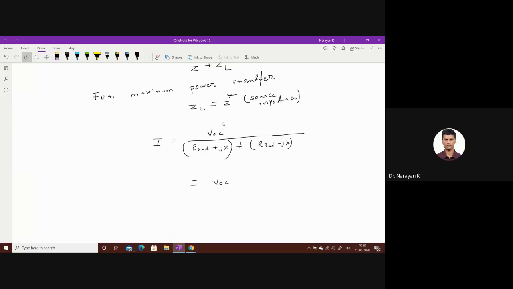So this will be VOC divided by, what will happen? JX will get cancelled. What you will end up having? 2 times radiation resistance. Am I right? Yes, sir. Okay, this is your equation number 3.